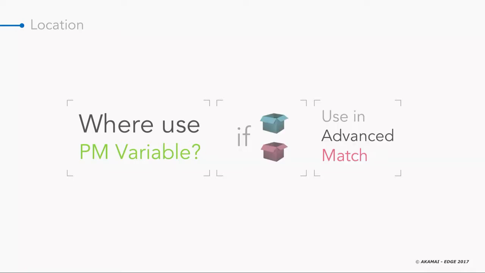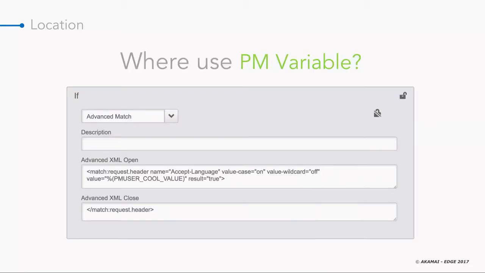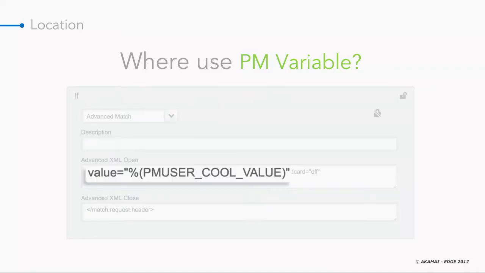We have the possibility to use them on advanced match. These matches are matches that you'll need professional services to create. But the interesting thing here is that going forward, if you need to modify the match, for example, a string, you can modify the PM variable, and you'll be modifying the match without the need of professional services. In this case, we have the PM variable value there.